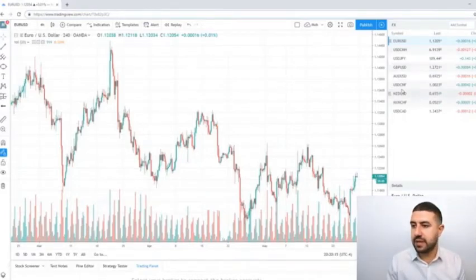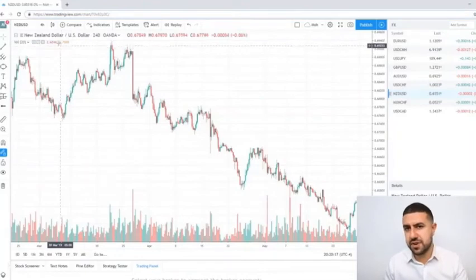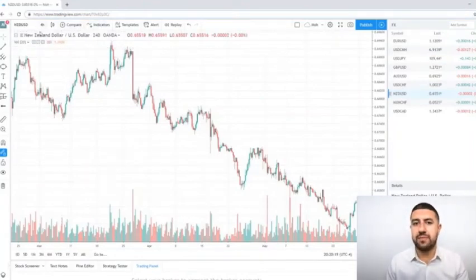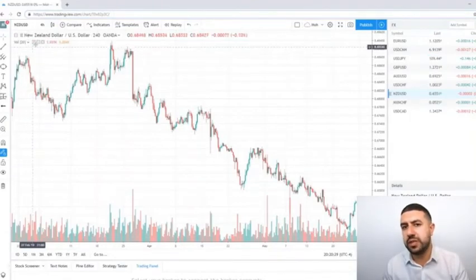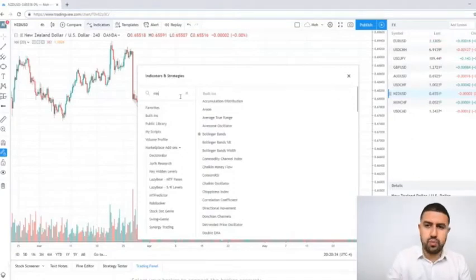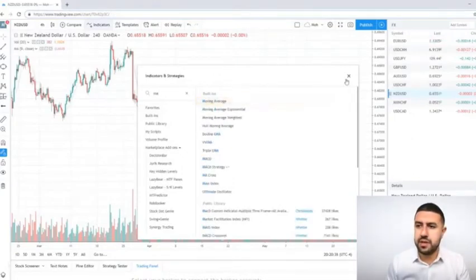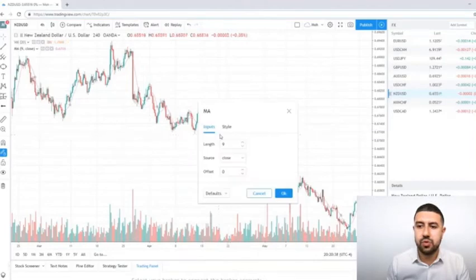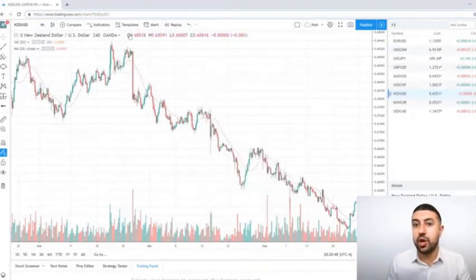For example, let's say I look at this currency here. It doesn't matter what time frame you're looking at. Again, the time frame depends on how long-term or short-term you want to be trading. If I'm looking at a 4-hour chart of New Zealand dollar to US, and I add an indicator, moving average, I'll plot it here, and let's add a 20 period moving average. So I'll change this to 20. Okay.